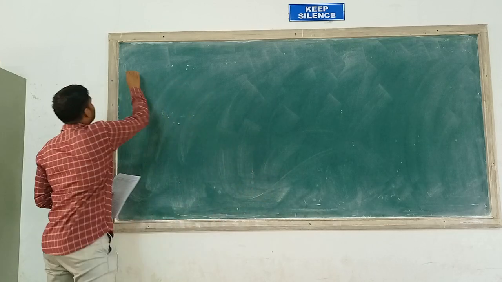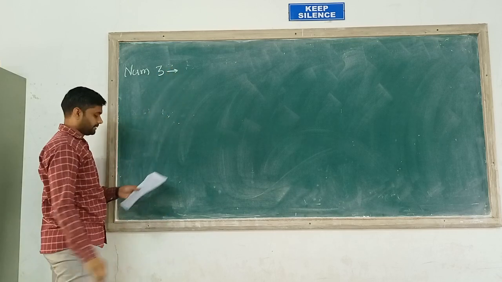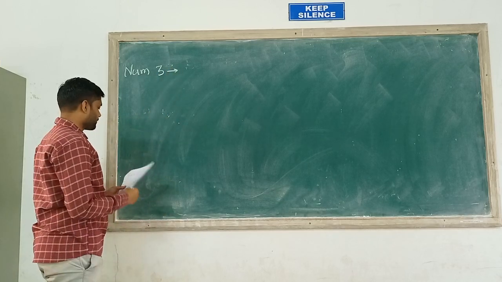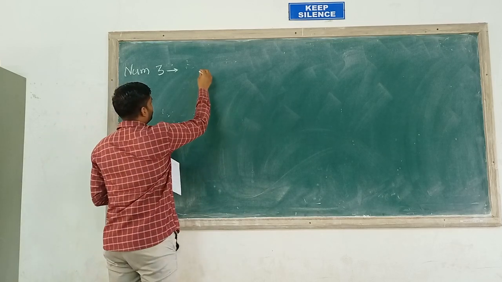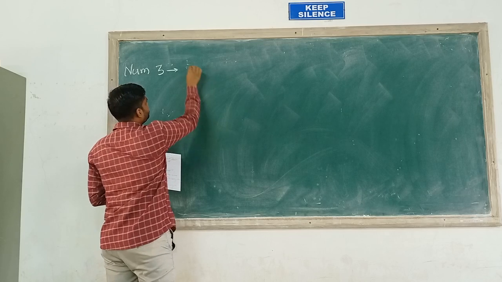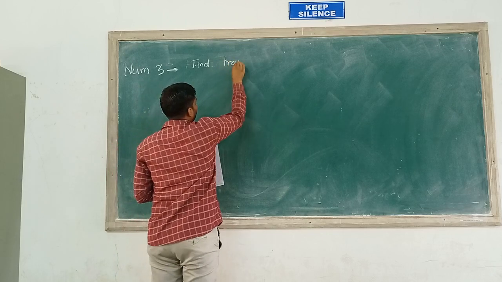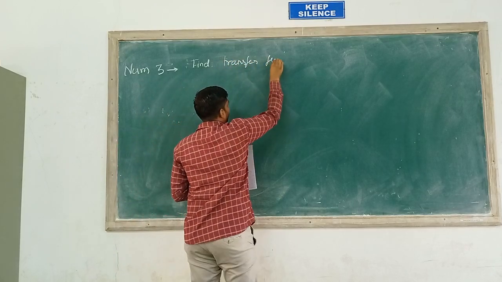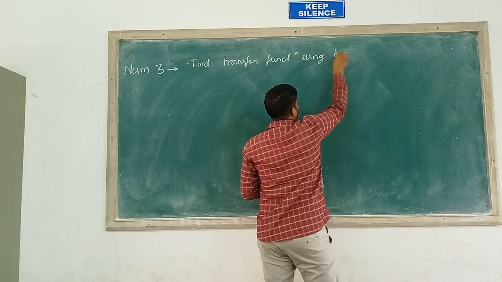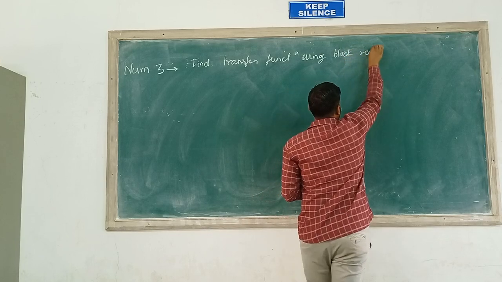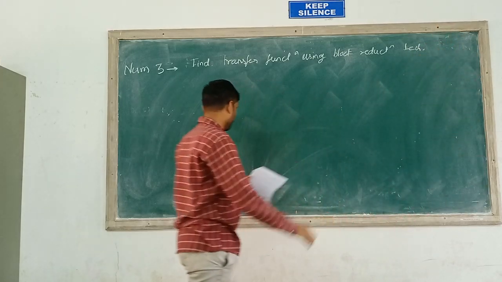Here is numerical number 3, and we are going to determine the transfer function using the block reduction technique or method. So here is the block diagram.